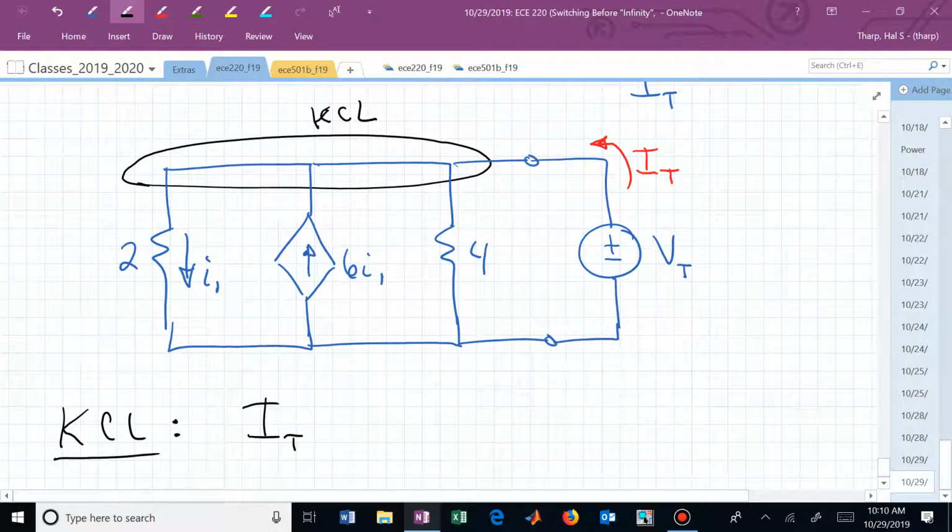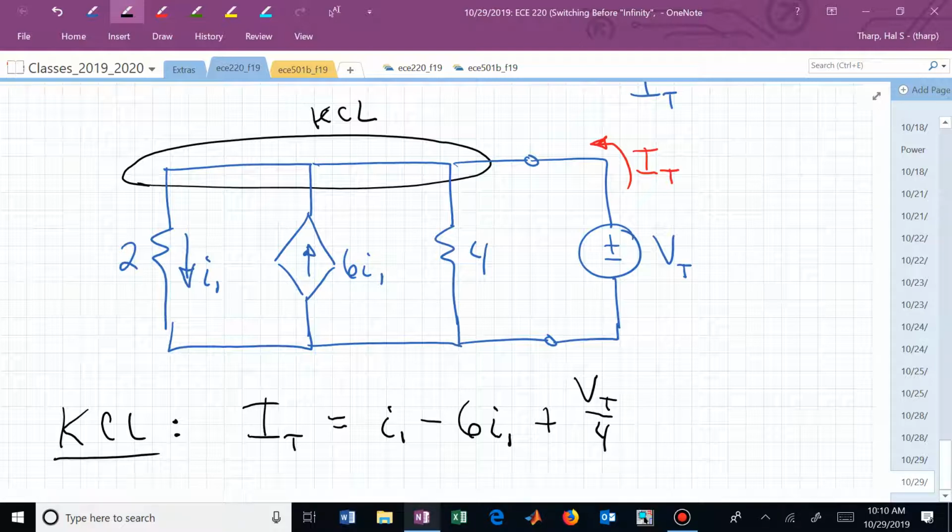I have I sub t coming in, and everything else I'm just going to say is going out. I have I1 going out. Well, I have minus 6I1 going out. And then I have Vt over 4 going down. And now I have all sorts of variables. But where those come from, I hope, is clear. KCL now, I have in is I sub t, and out is I1 on the left. In the middle, I have minus 6I1 out of that node, and I have Vt over 4 out.